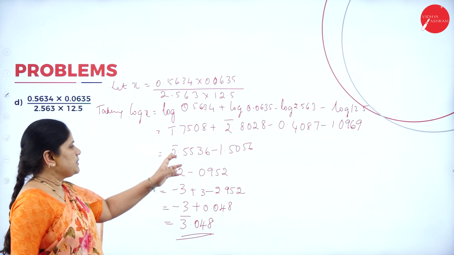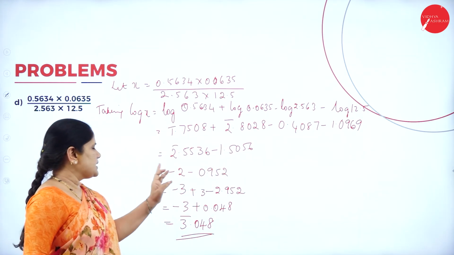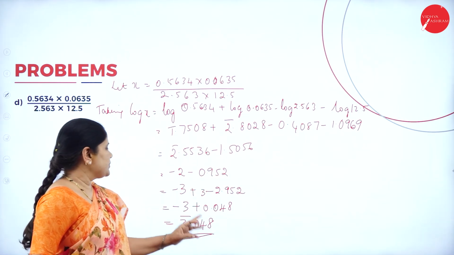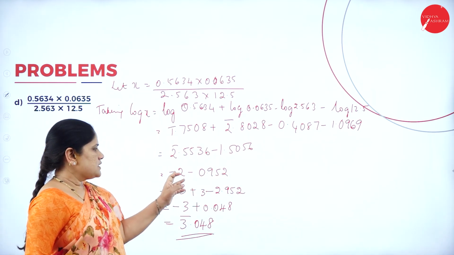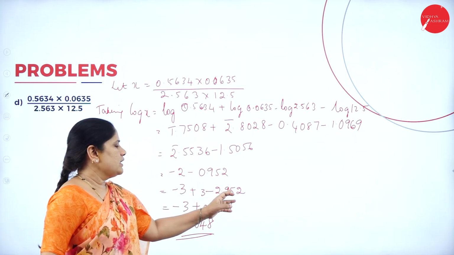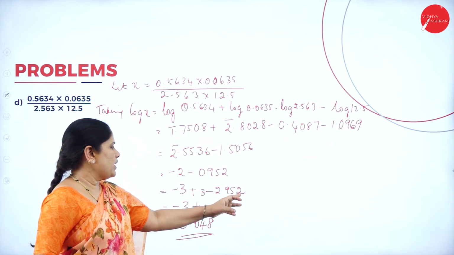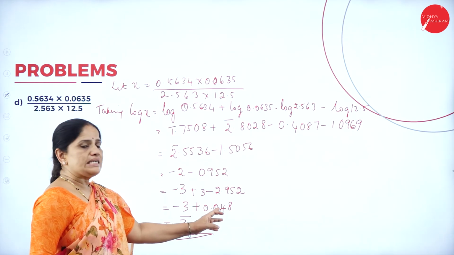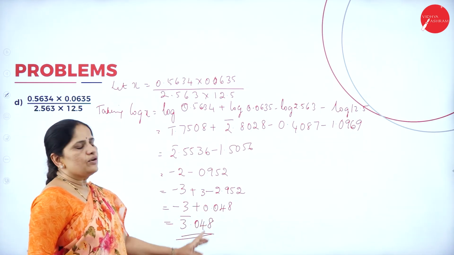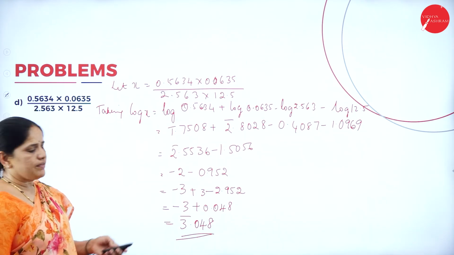Now when I simplify 2 bar 0.5536 minus 1.5056, I get minus 2 minus 0.952. Then when I have to take this minus sign, I will write it as minus 3 plus 3 minus 2.952. So when I simplify plus 3 minus 2.952, I get 0.048. So minus 3, I keep it as it is. 0.048 is the answer. So this is how we have to simplify this.